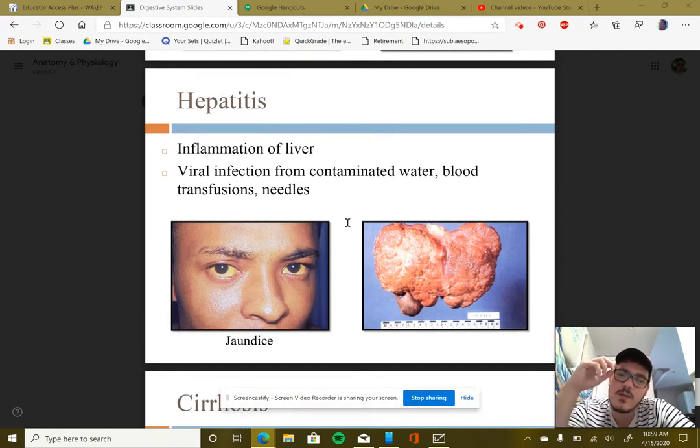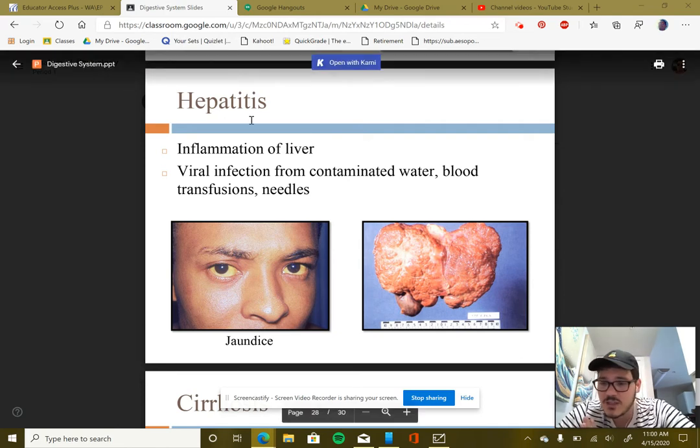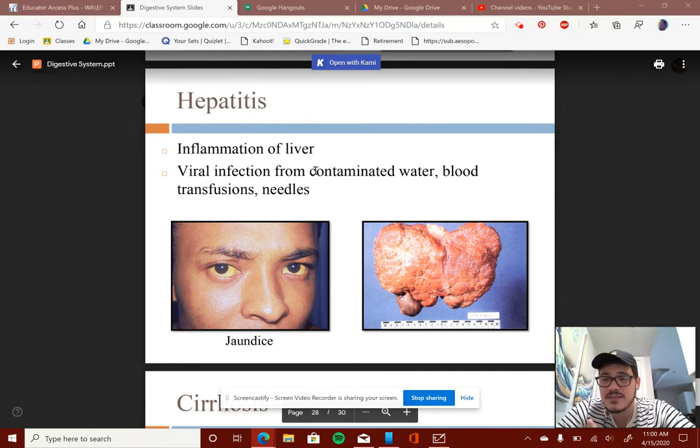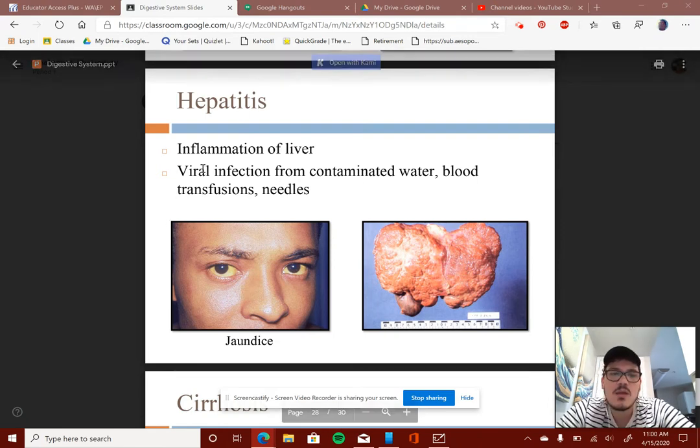Hepatitis. Okay, so hepatitis is a rather complex condition, and there are different types of hepatitis. Traditionally speaking, if you're just going to define the word, hepatitis is inflammation of the liver. Remember, itis as a suffix means inflammation, and hepa as a prefix means liver, like hepatic, for instance. What we observe with this is a viral infection.